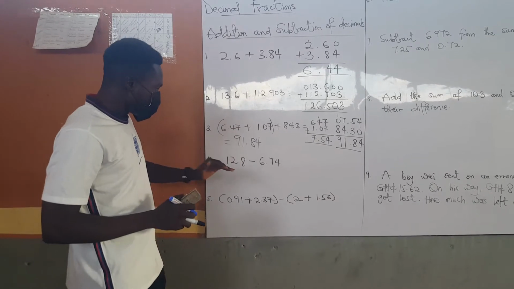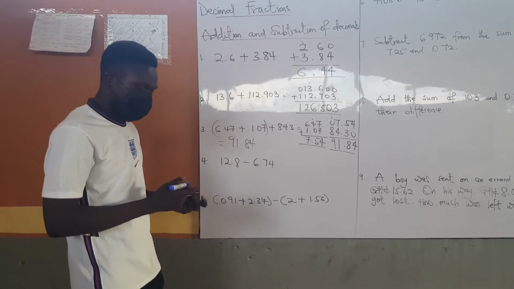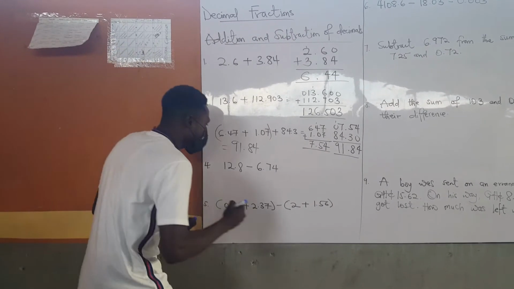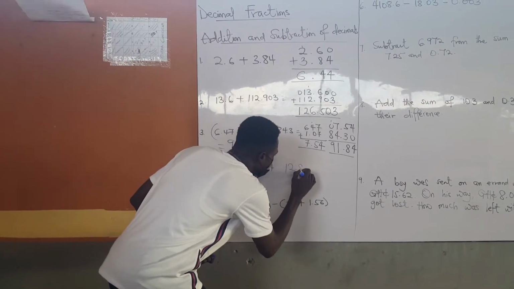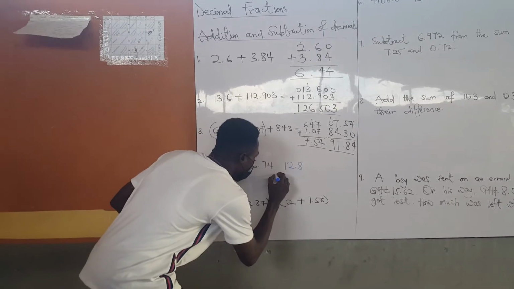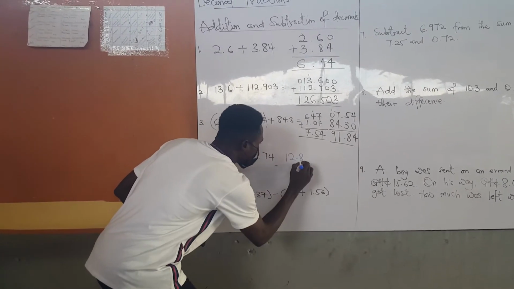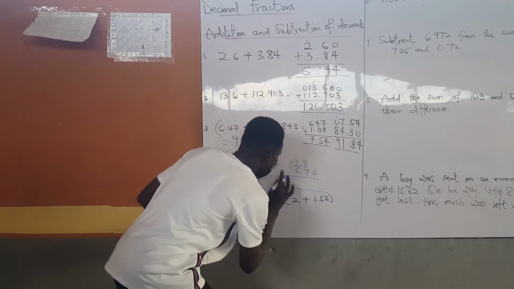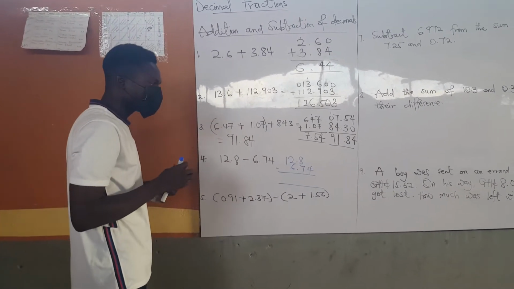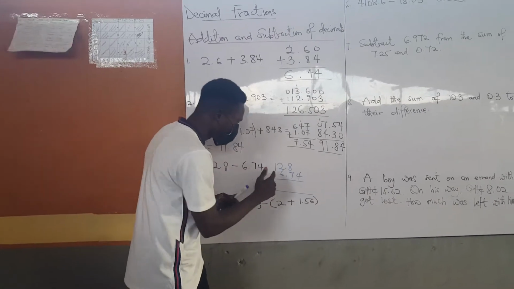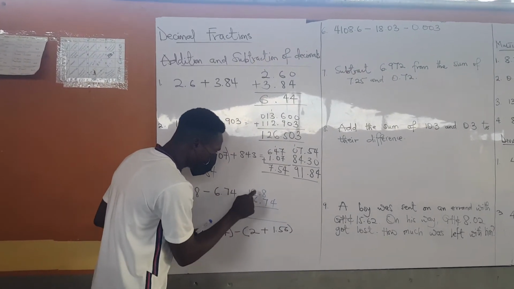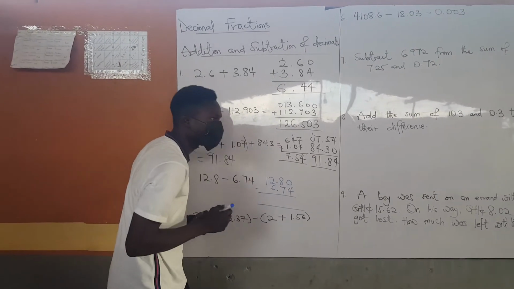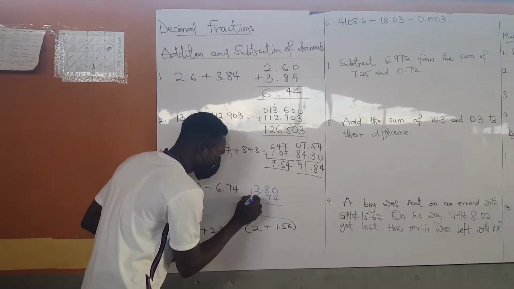Good. Now when you come here, this one is subtraction. So we have to perform the subtraction of this. We have 12.8 minus 0.746. Remember, place values under place values. So point under point, ones, tenths. There is no number here, so let's say 0. Here is also 0.